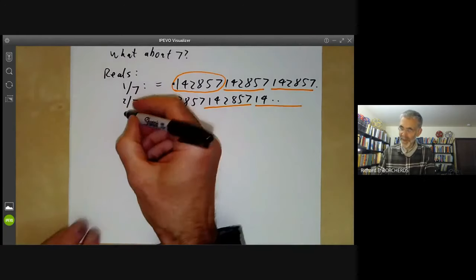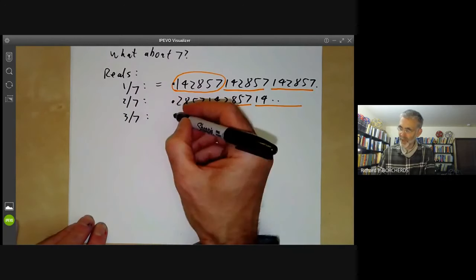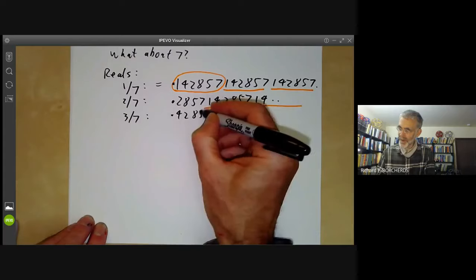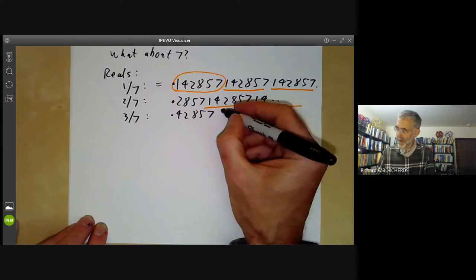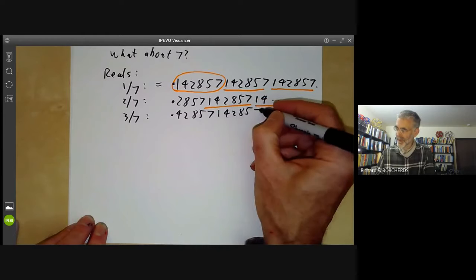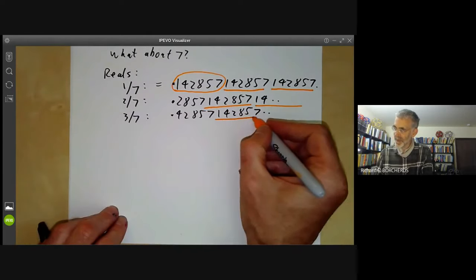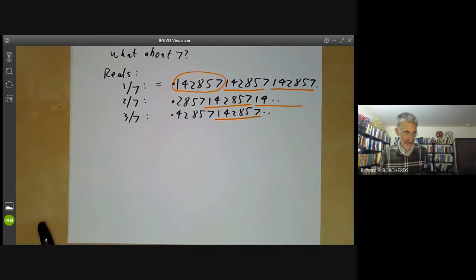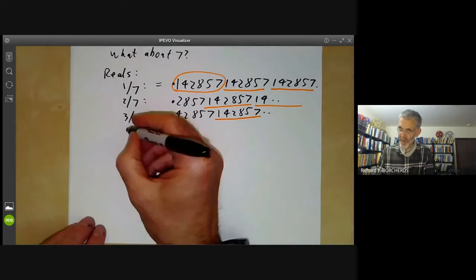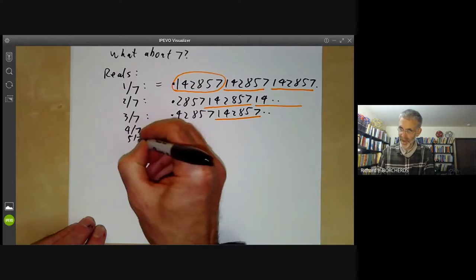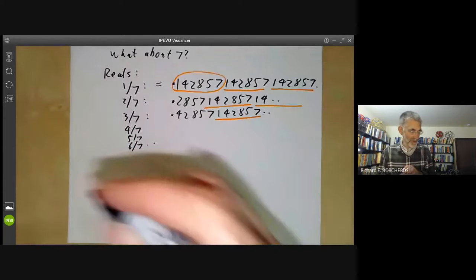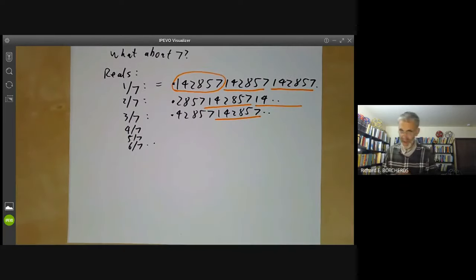And the same thing happens if you try 3 over 7. Here we get 0.428571, and so on. And again, we've got this number 1, 4, 2, 8, 5, 7 repeating endlessly. And you can do the same for 4/7, 5/7, and 6/7, which you can do as an exercise. I'm feeling too lazy to.